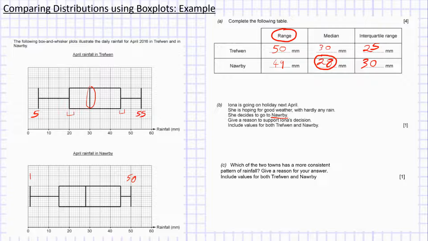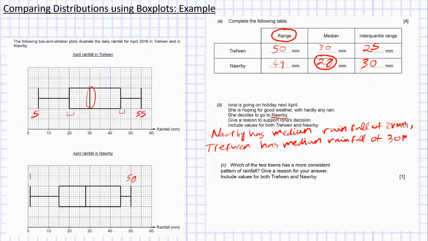So to say that in full, I would have to say Naurby has a lower median rainfall. So Naurby has lower rainfall on average. For C, which of the two towns has a more consistent pattern of rainfall? Give a reason for your answer, including values from both Trefwen and Naurby.